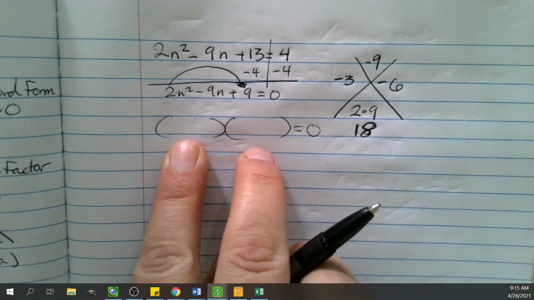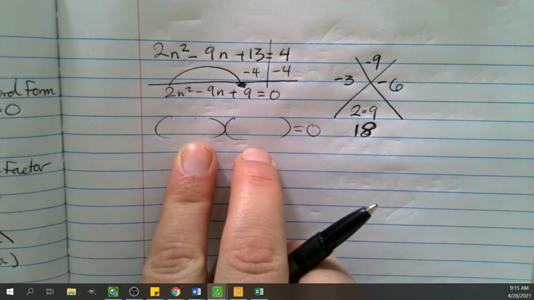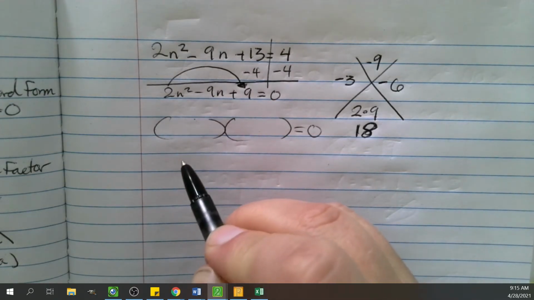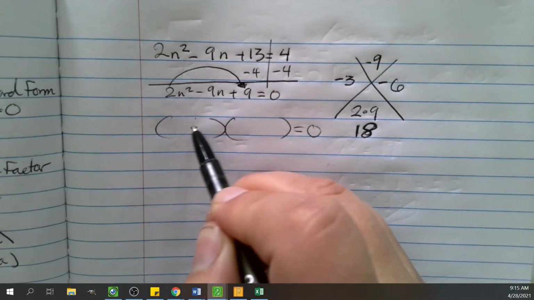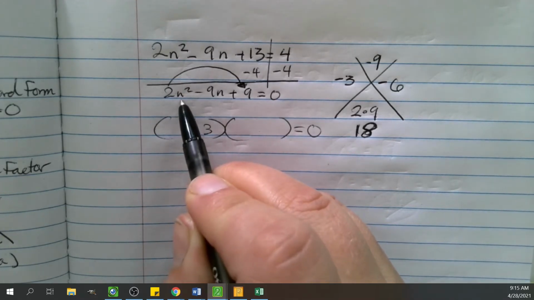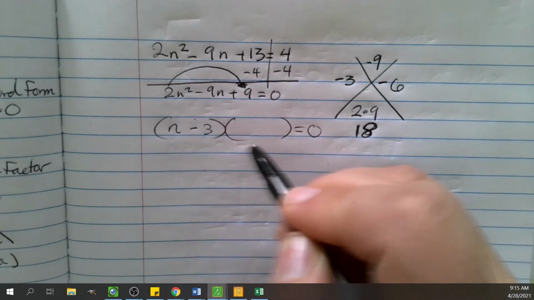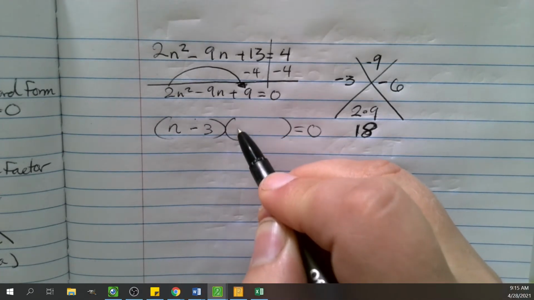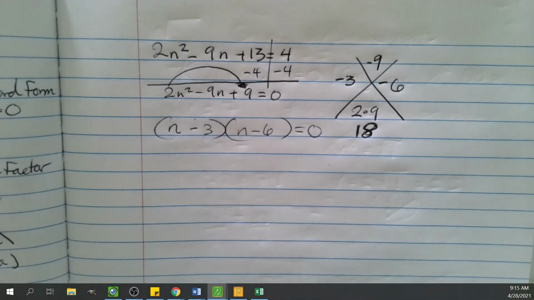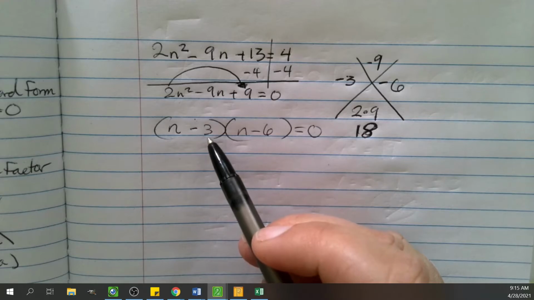So what goes inside? What else goes inside with the negative 3? Good. Adonai, what do we got to remember? What's our next step here? Step 4.